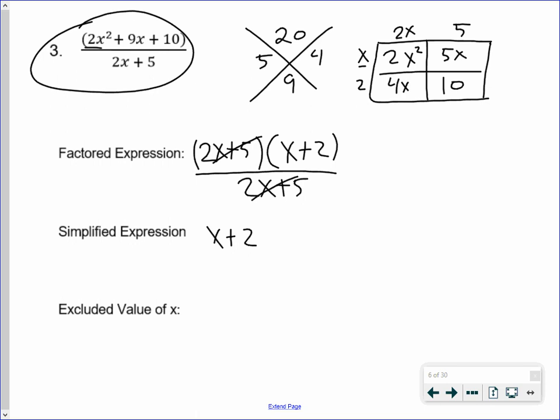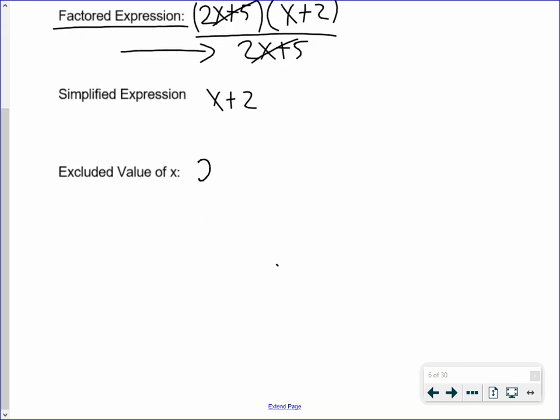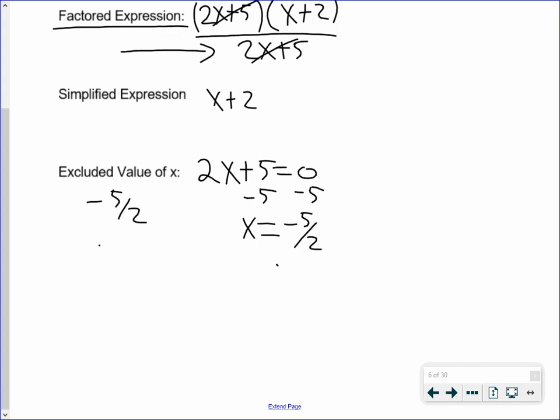And now for our excluded values of x, we're going to go back to our factored expression, and we're going to set every factor in the denominator equal to 0. The only factor we have in that denominator is 2x plus 5. So we set that equal to 0, and we get that x is going to be equal to -5 over 2. Just divide by 2 after we subtract, and we get x equals -5 over 2. So our excluded value of x is -5 over 2, or in other words, x cannot equal -5 over 2 for this rational expression. Either one of those is okay.